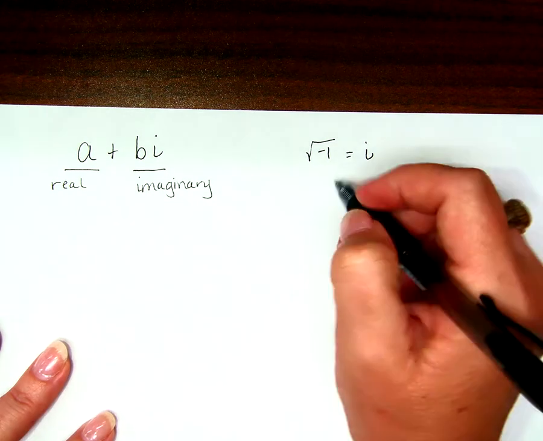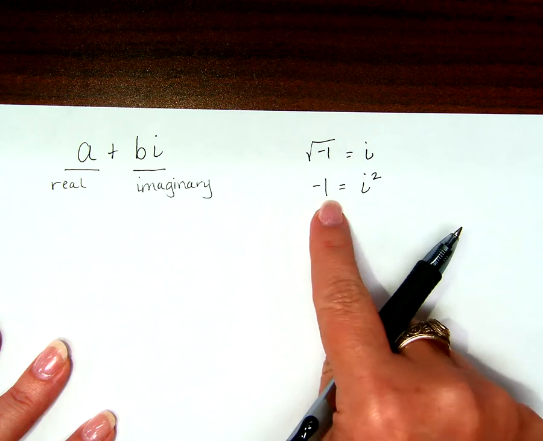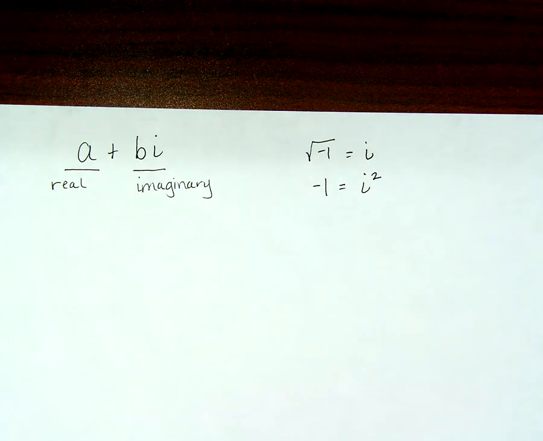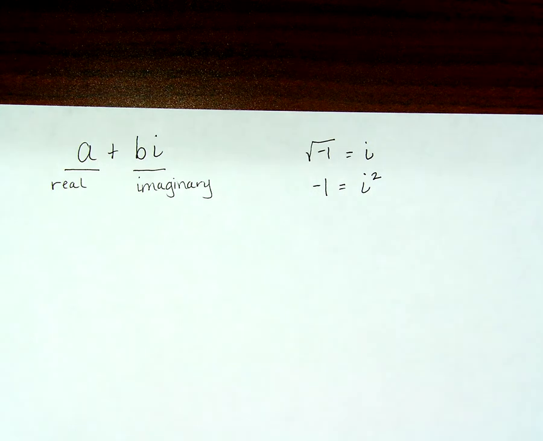And that comes from, if I have an equation I'm trying to work on and I get to i squared equals -1, to solve for i I have to take the square root of both sides, and that gives me i equals the square root of -1. So a lot of times we define i squared as -1. So bi would be b times the square root of -1, and that's the imaginary part of the number.